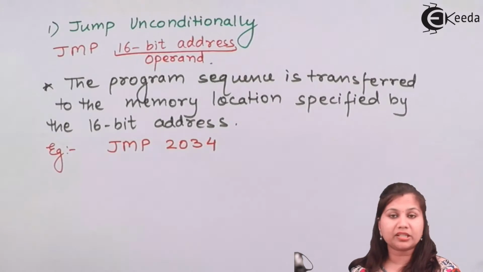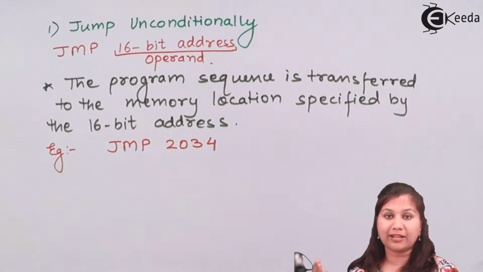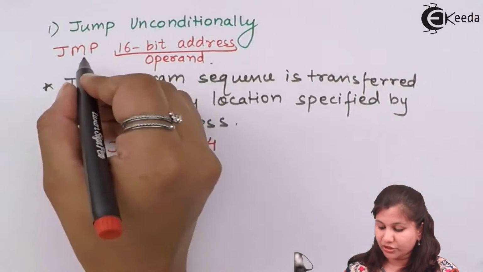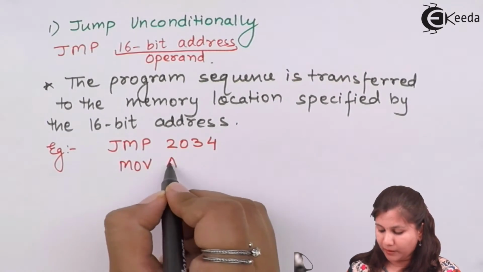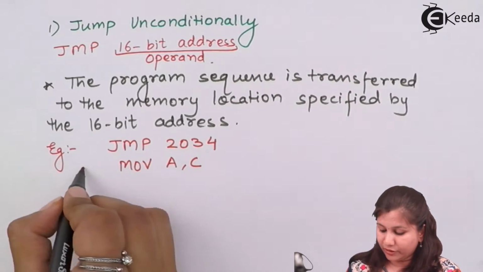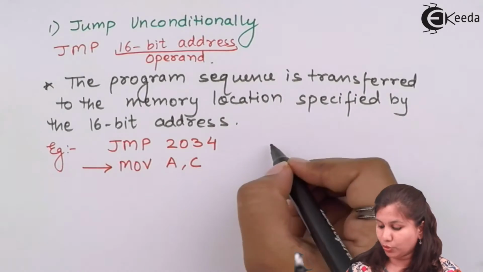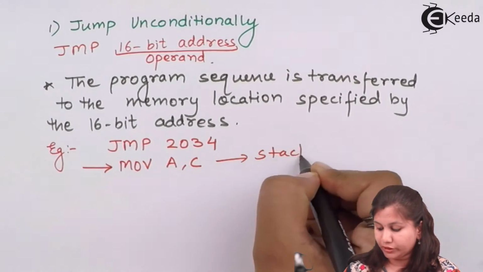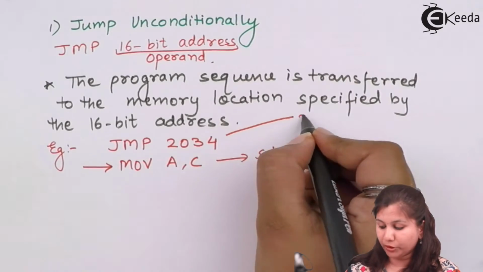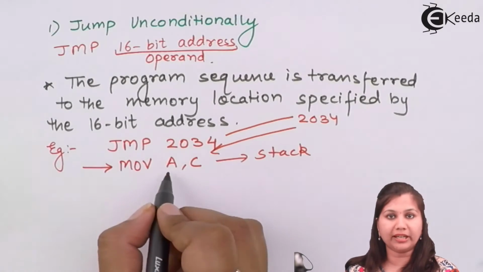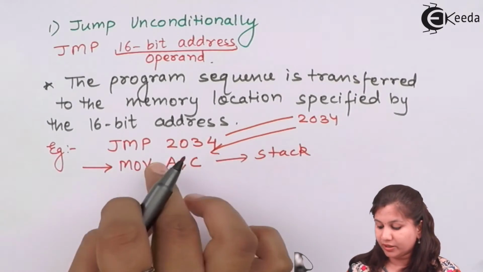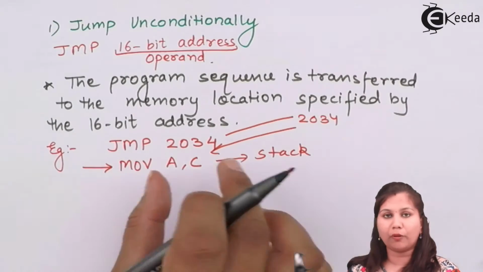Now when the microprocessor is jumping to some other memory location, it has to come back to the main program also, so that the remaining instructions of the program can be executed. So whatever instruction is written after this jump instruction, suppose MOV A, C is written, the address of this next instruction will be stored in the stack, so that when the microprocessor is coming back from the 2034 memory location, it has to come back to execute this MOV A, C. So it can get the address of this next instruction from the stack.